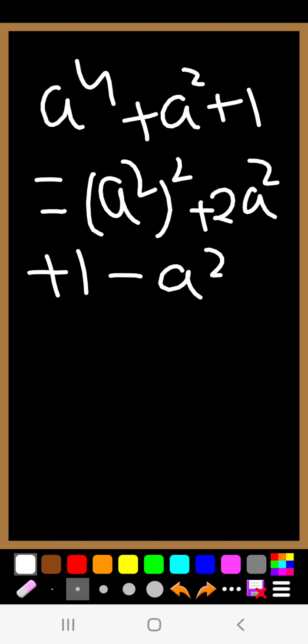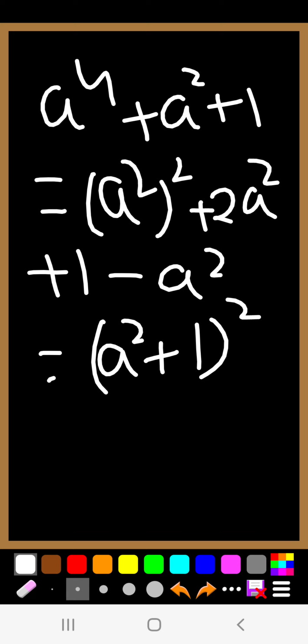And from this point to this point, we have a square plus 2ab plus b square form. That can be written as a plus b whole square. So this will be a square plus 1 whole square, negative a square.